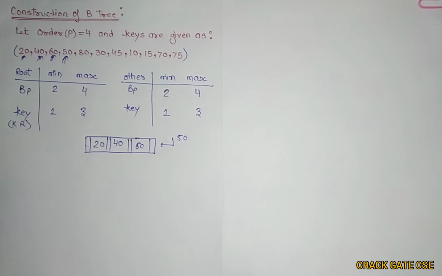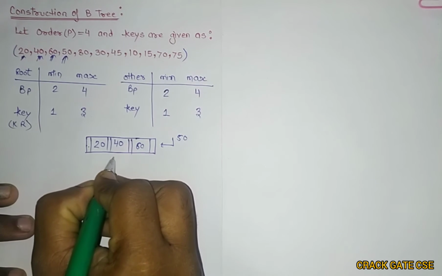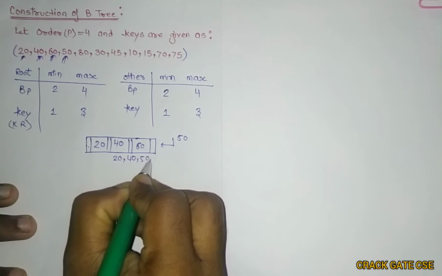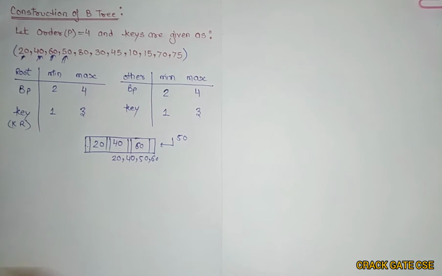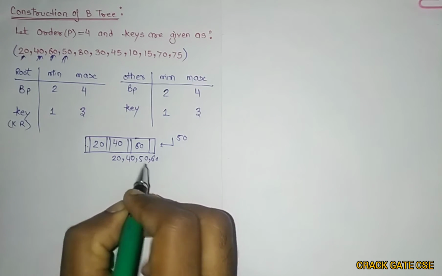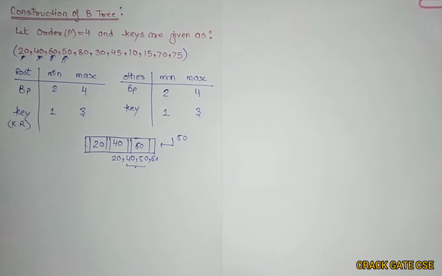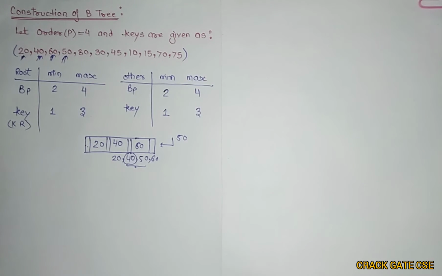Now what do we have to do? We have to perform the node splitting operation. How? Take all the keys including the new one, so it will be 20, 40, 50, 60. Arrange them in increasing order. Now you have to find the middle value. Here we have 4 values, so 2 middle values exist, 40 and 50. If 2 middle values exist, we always take the first middle value, that is 40.